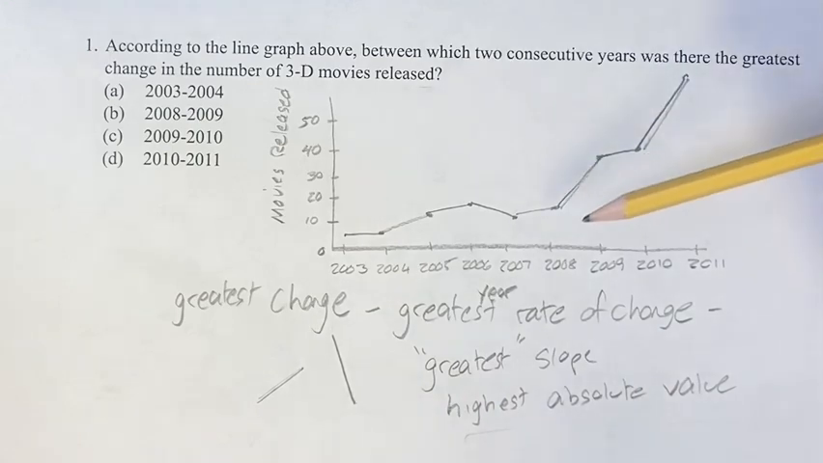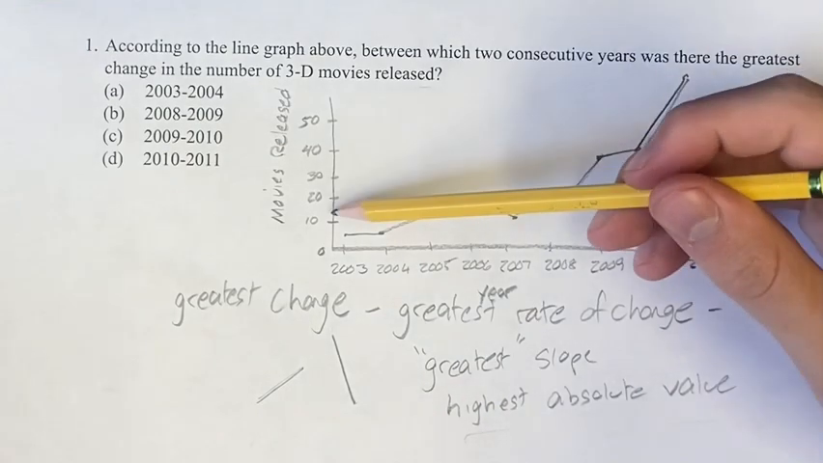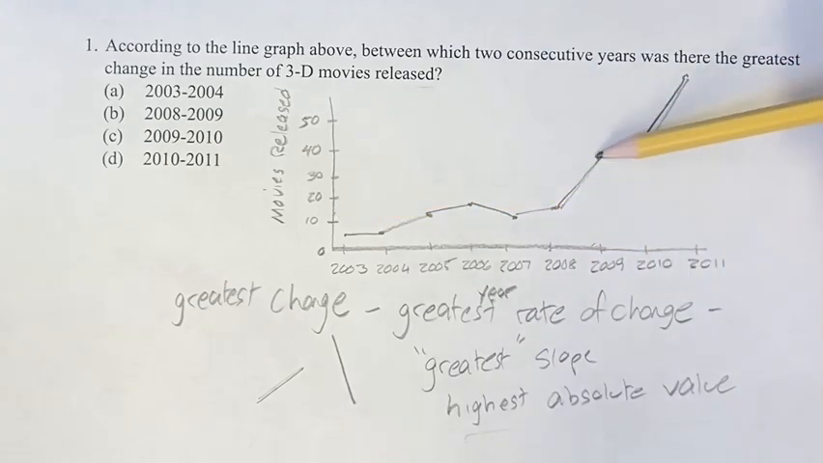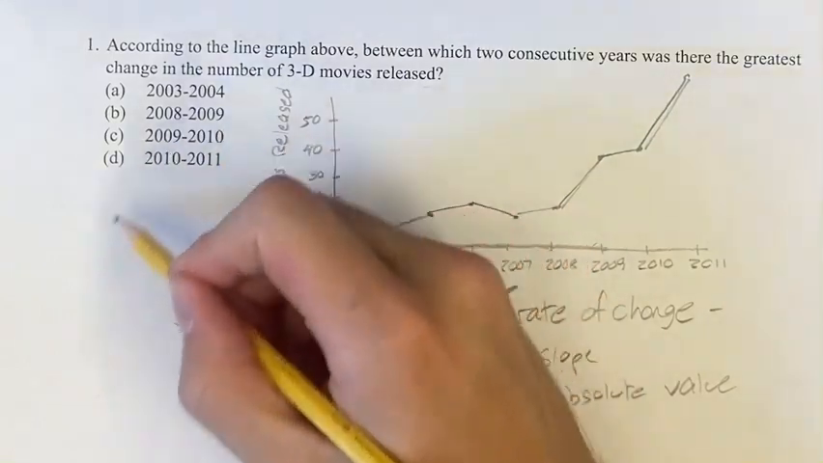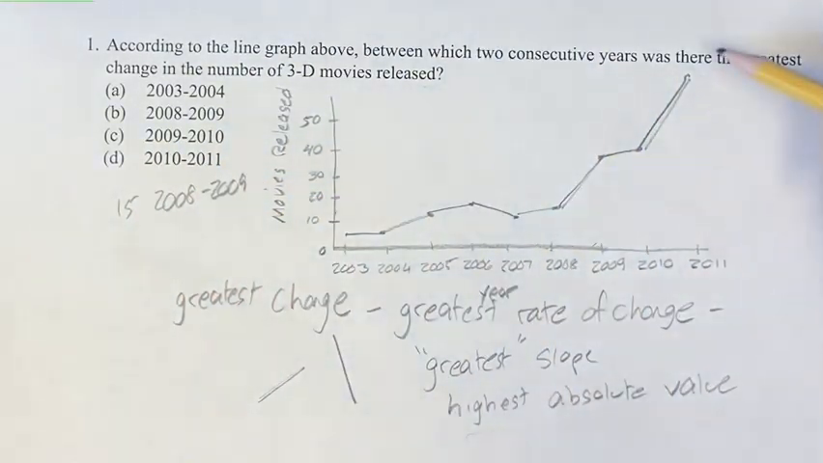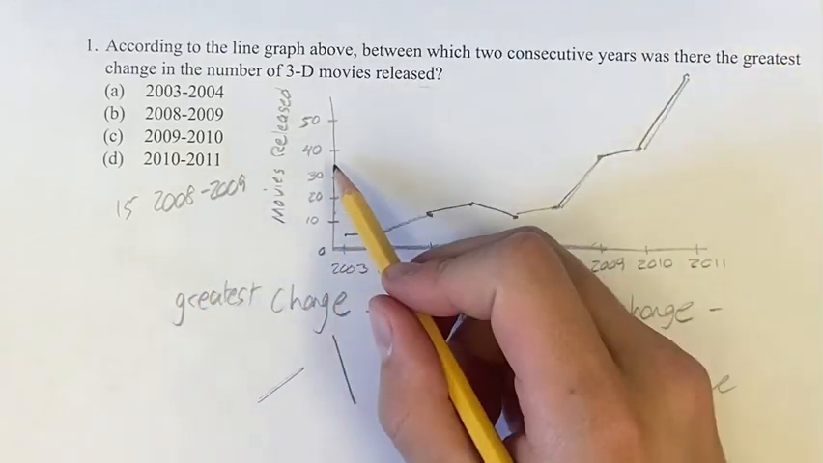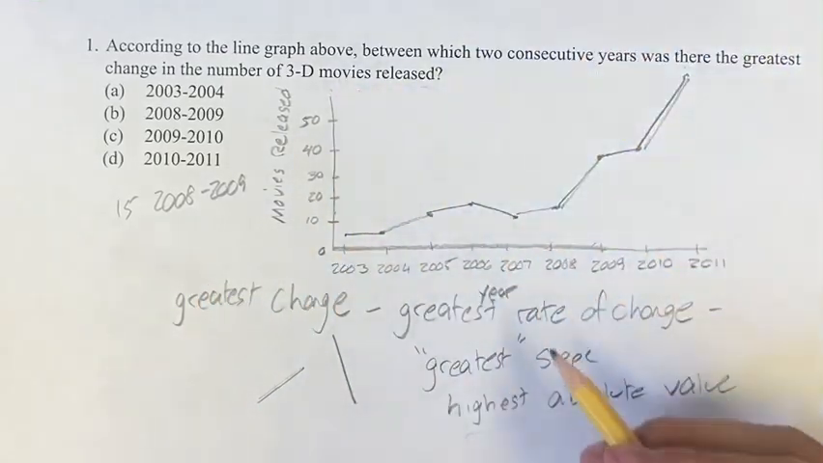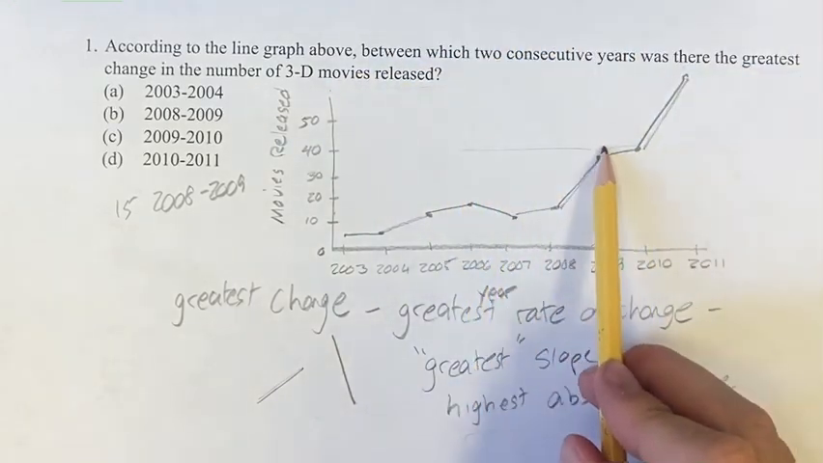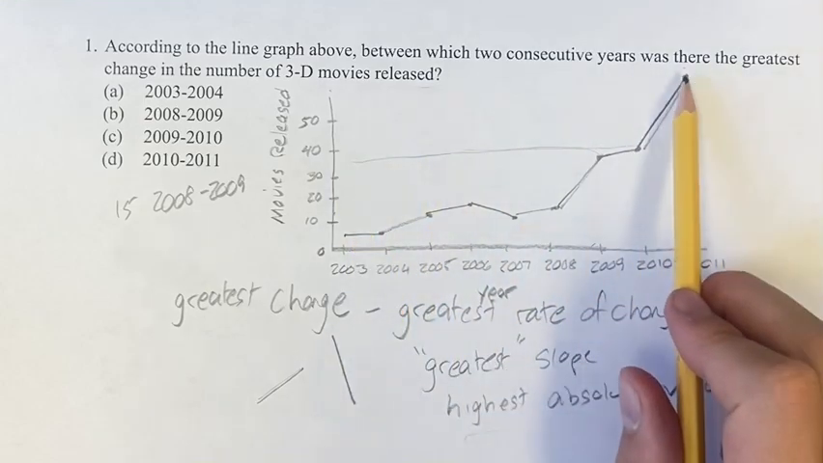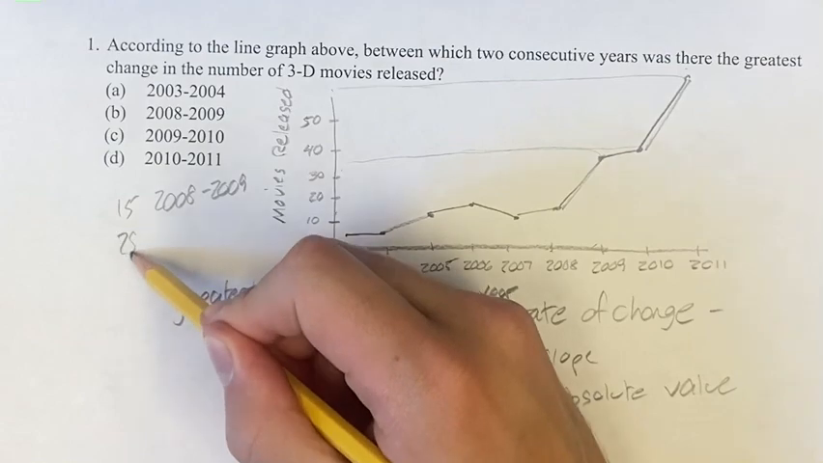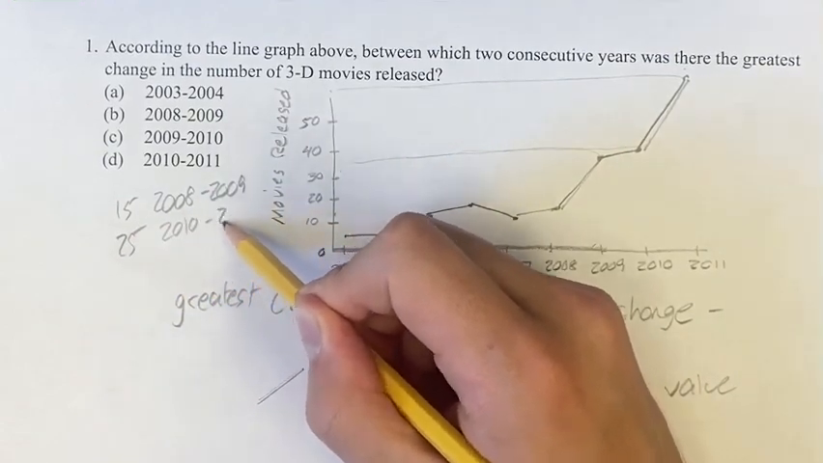And you can see from 2008 to 2009, we go from about 15 to about 30, so that's a change of 15 for 2008 to 2009. And this one goes from about 35 to 60, and again, I'm just getting the values roughly from these points. It doesn't have to be super accurate. From 35 to 60 is a change of 25, so it goes 25 in 2010 to 2011.